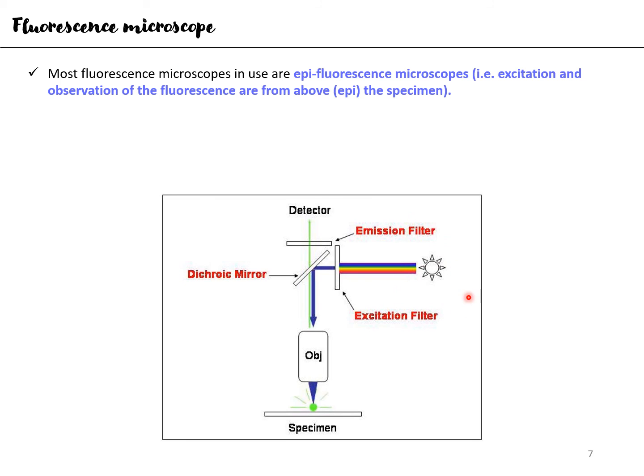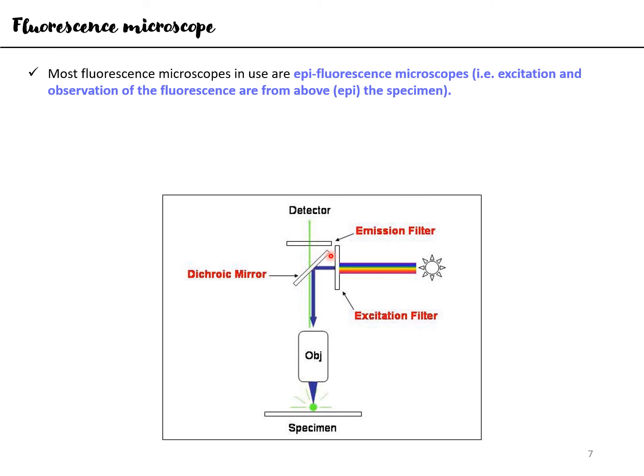So this is your light source, which can be your mercury arc lamp or your xenon lamp, and it is emitting light of all different wavelengths. You have this excitation filter over here. The excitation filter will filter out the rays of all wavelengths other than your desired wavelength. And now this desired wavelength passes through.